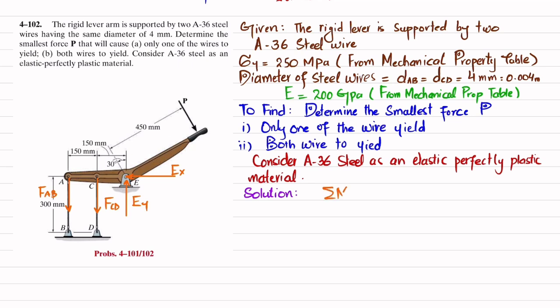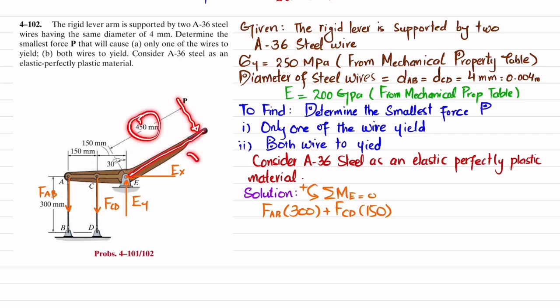So the equation is sum of all moments about point E is equal to 0, and taking the counterclockwise moment as positive. So about point E, the first moment will be due to this force, and perpendicular distance is 300, and this is producing counterclockwise, so it will be positive. So I will write FAB into 300. The second moment is due to this FCD, and perpendicular distance is 150, and this is also producing counterclockwise, so it will be positive. So I will write plus FCD into 150. And the last force which is producing moment is this force P, and perpendicular distance is 450, and it is producing clockwise moment, so it will be negative. So I will write minus P times 450 is equal to 0.